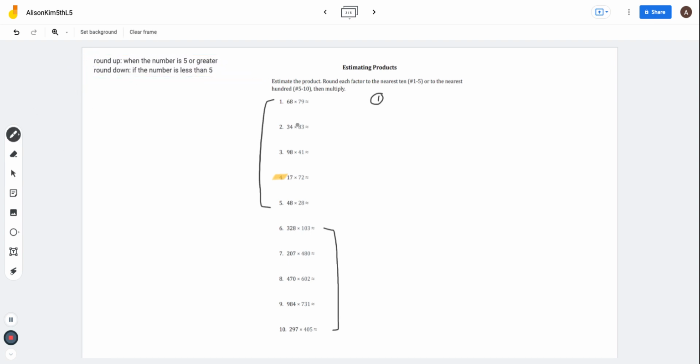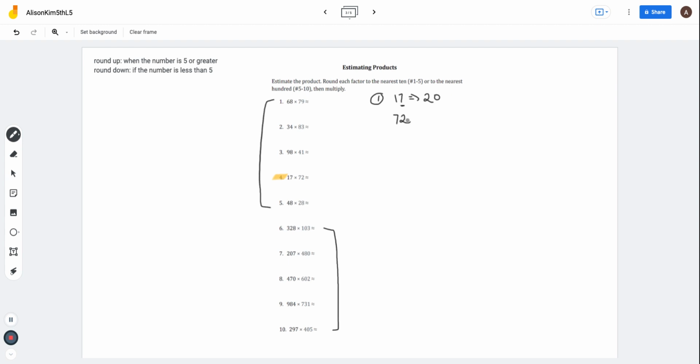Let's go back to number 4. We see the first number is 17, right? In order to round this, we have to look at the number behind it because it wants us to round to the nearest tens. So we look at 7, and we see that 7 is greater than 5, so we round up. We give 1 more to the 1, which goes to 2, and the 7 just turns into a 0. Now we'll move on to the second number, which is 72.